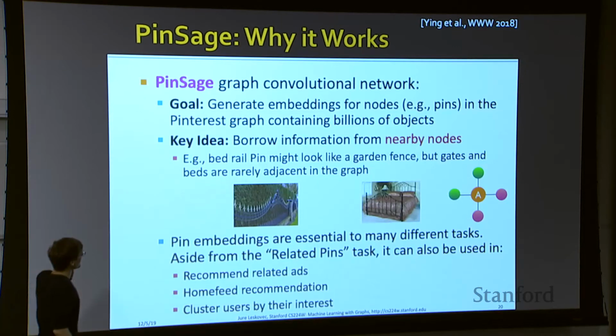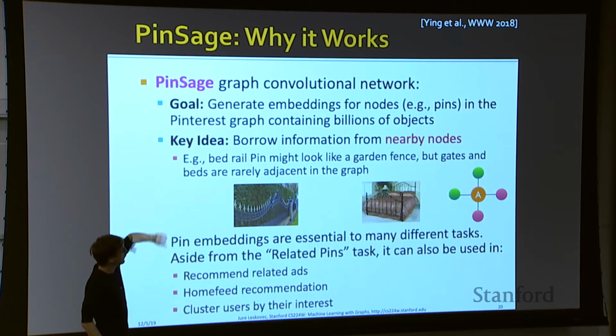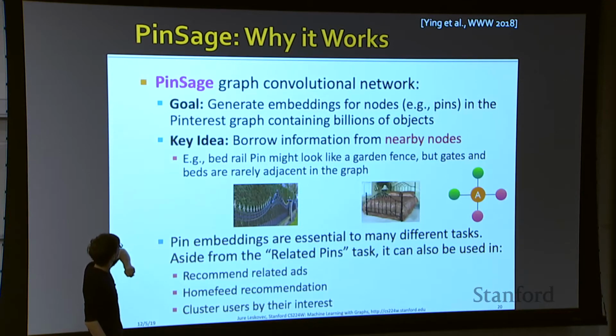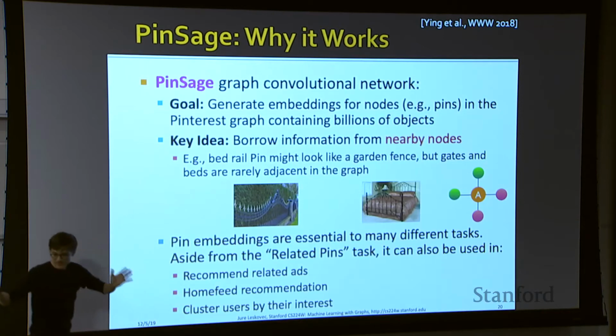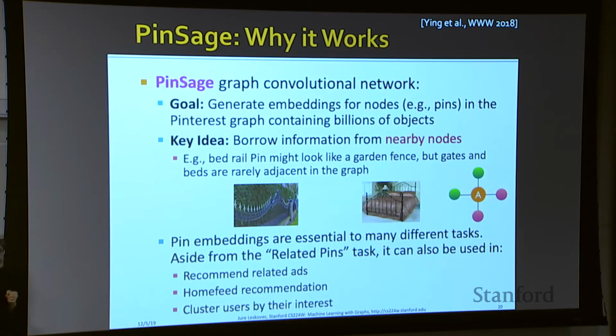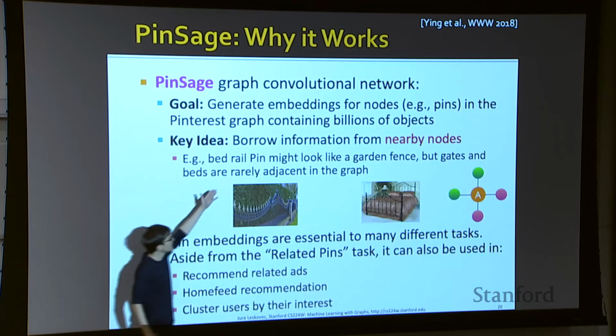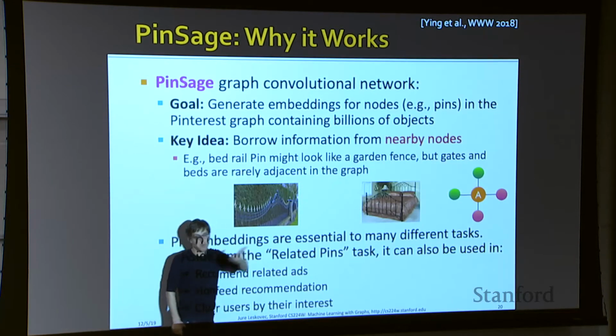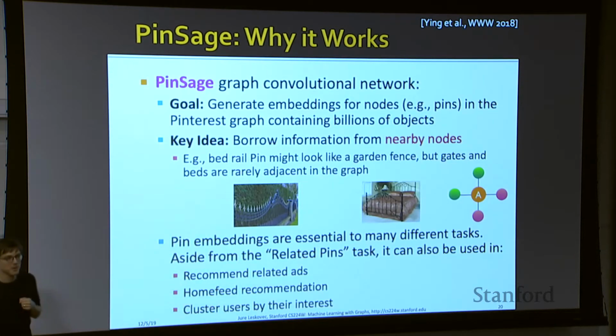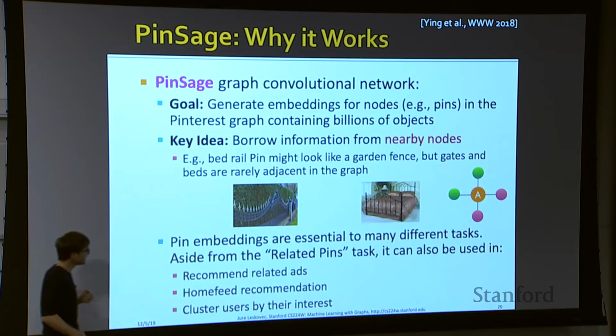This will work because we are generating an embedding for every pin, right? Based on both the feature information and the graph structure. And using the graph structure, we are able to borrow information from nearby nodes. And why is this important?